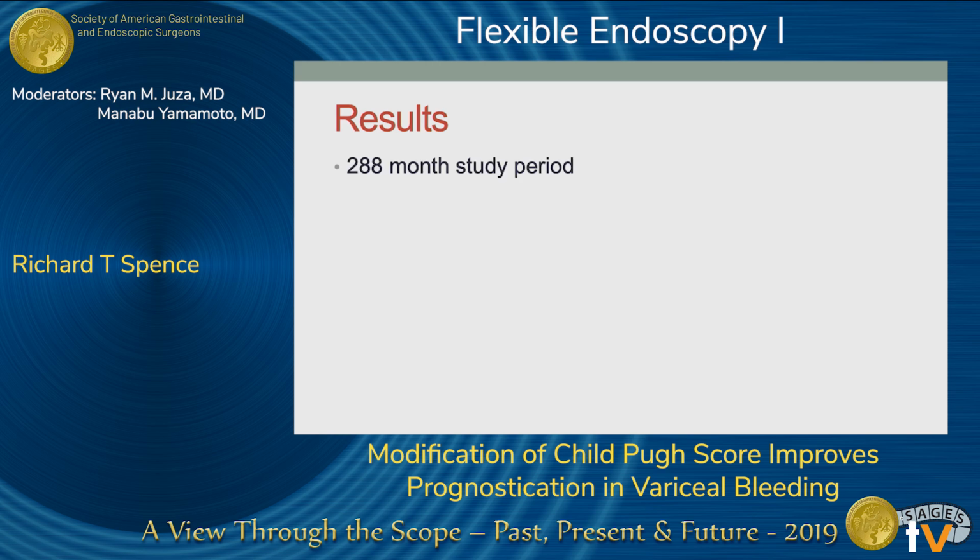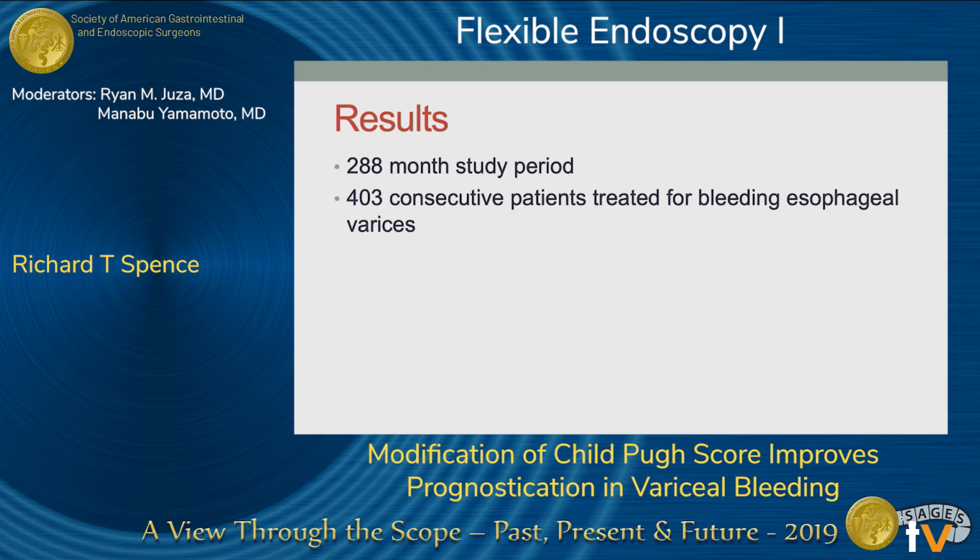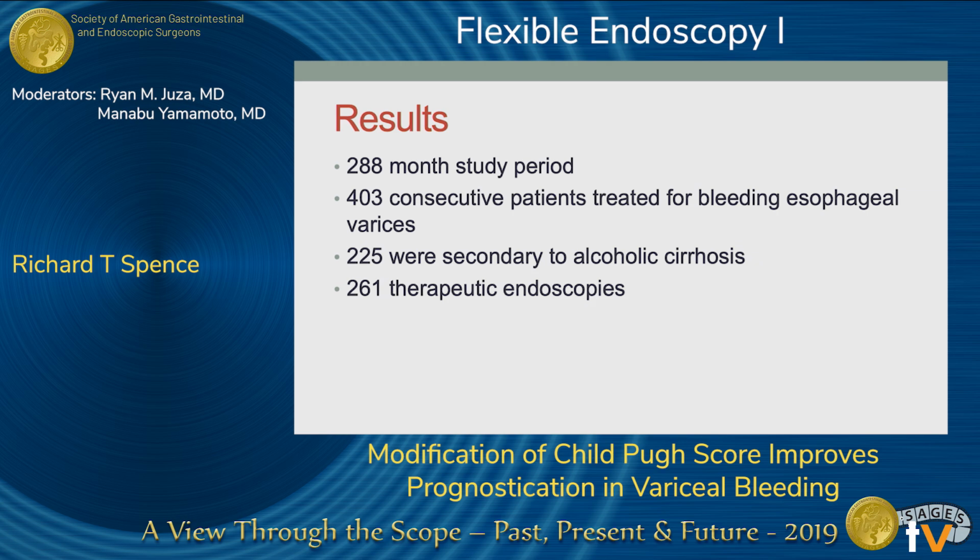So our results: it was a 288-month study. 403 consecutive patients were referred to us for treatment of bleeding esophageal varices. 225 of these were secondary to alcoholic cirrhosis. We performed 261 therapeutic endoscopies. In terms of our outcome variables, 13%, or 31 patients, rebled, and unfortunately we lost 18.7% of our cohort.